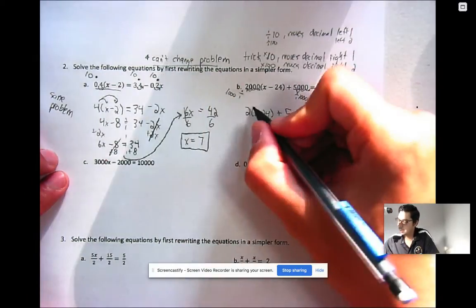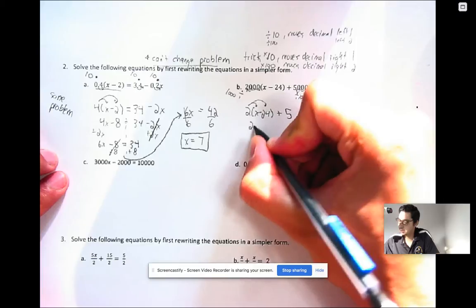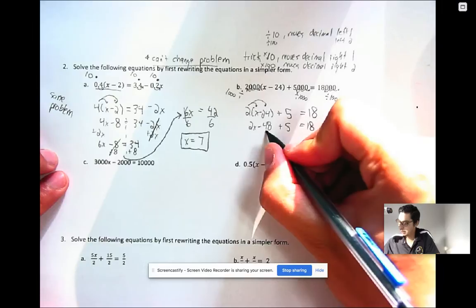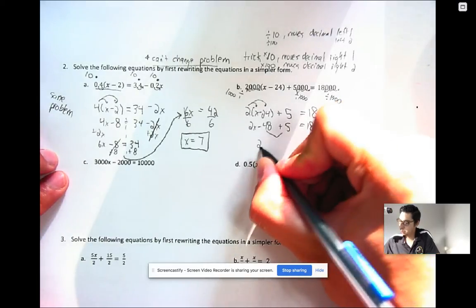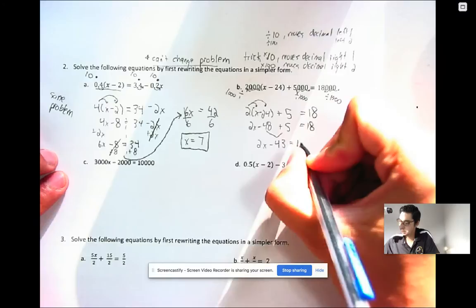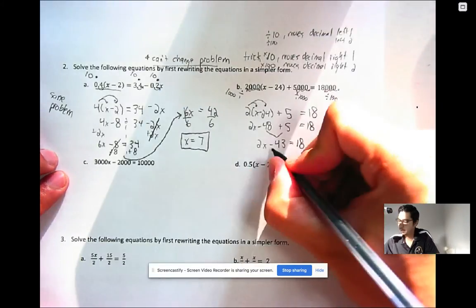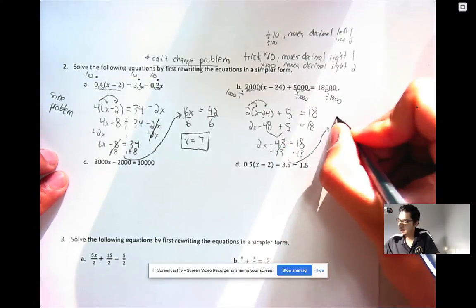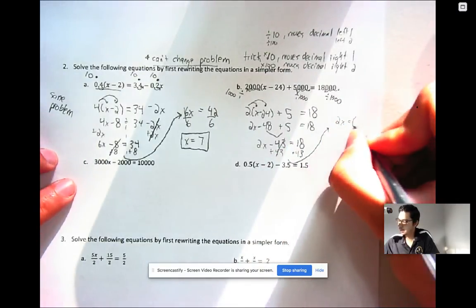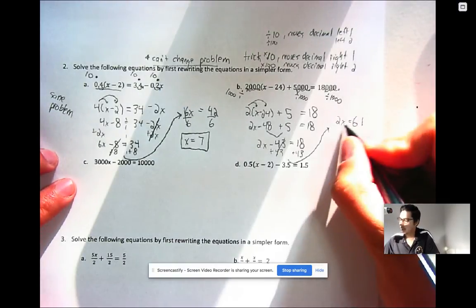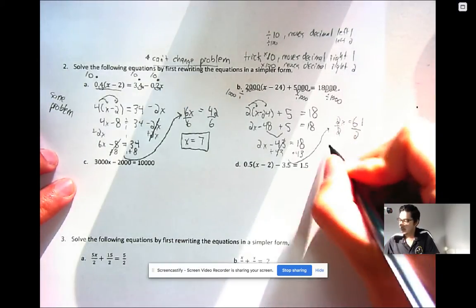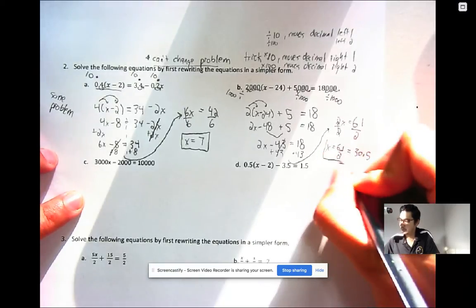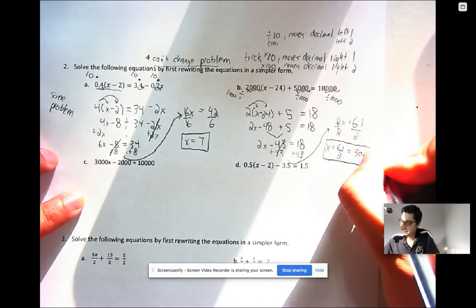Okay. Then solving through it, distribute to 2x. You get 2x minus 48 plus 5 equals 18. We can combine these two numbers. So we get 2x minus 43 equals 18. Add 43 to both sides. You get 2x equals 61. And divide by 2. And you get 61 over 2, or if you put that in a calculator, it's 30.5. Either answer is correct, but there you go.